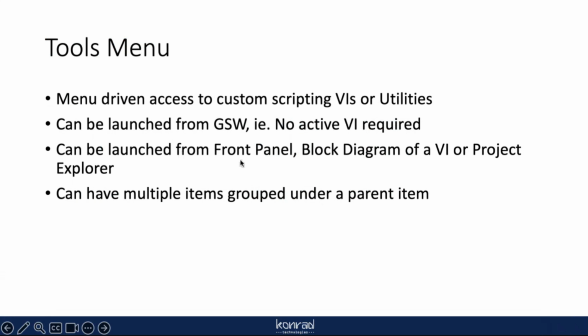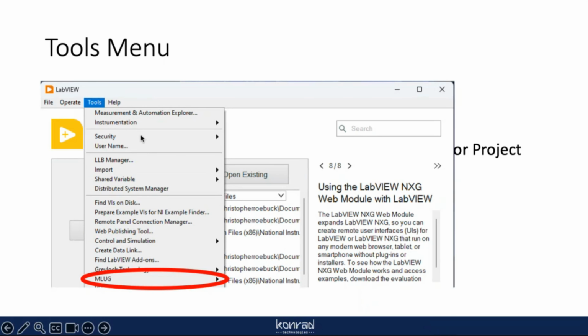The tools menu is also visible not only from the getting started window or the front panel or block diagram of a VI, but also from the project window as well. And we can have multiple items grouped under a parent item. So for example, under tools, we could have a Milwaukee LabVIEW user group and then a number of tools available to us.